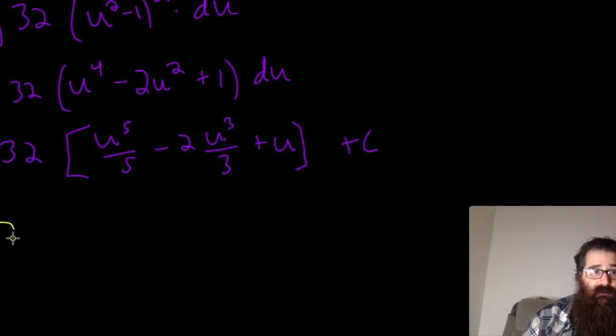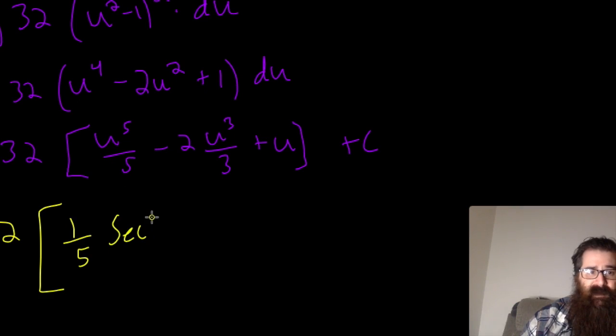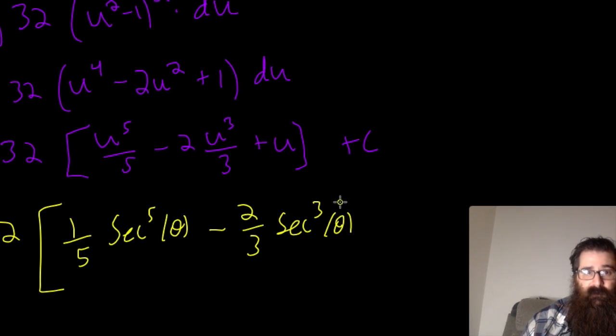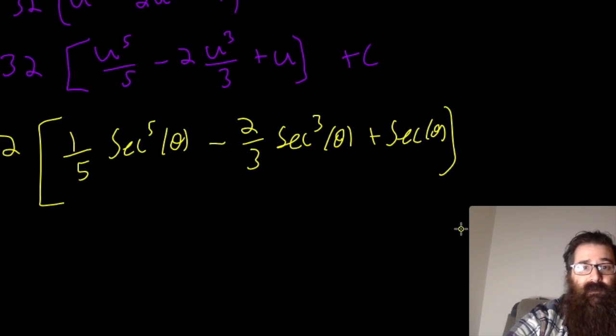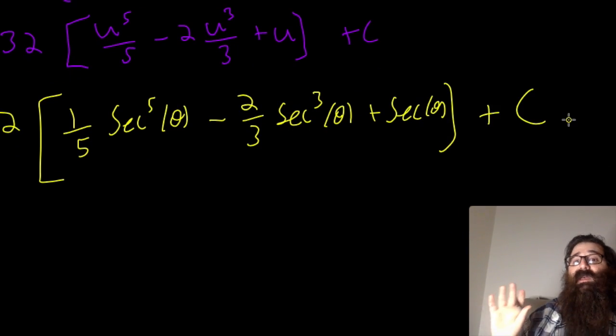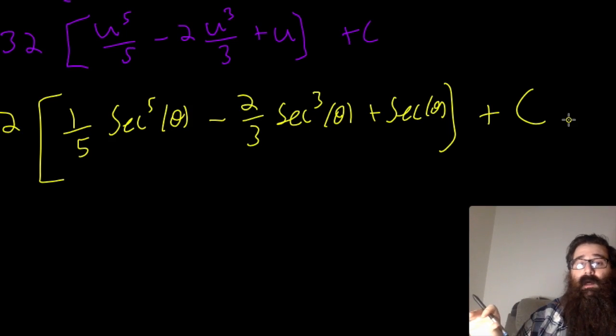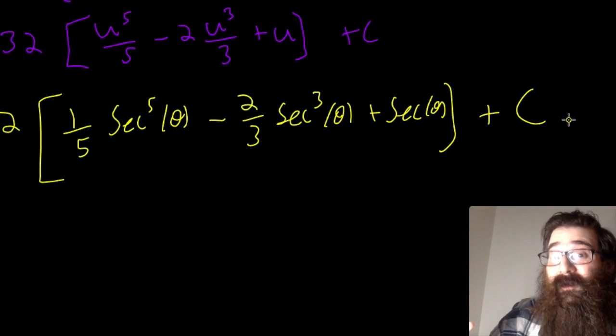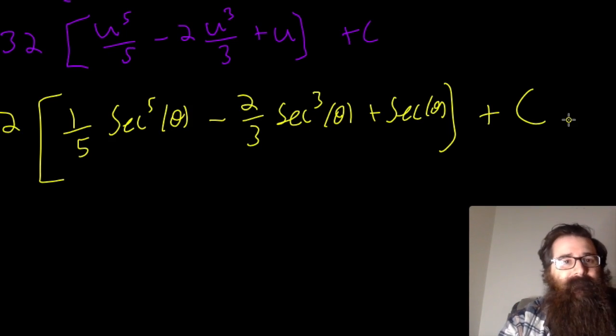So here I have 32, leaving that factored in front. Let me bring the coefficients inside the parentheses too. That's 1/5. Instead of u to the power of 5, I have secant to the 5th of theta. Minus 2/3. Instead of u cubed, though, I have secant cubed theta. And then plus u, but u is secant theta. And then I don't want to forget about my constant, plus c. It feels like we're done, but with trigonometric substitution, we're never done. Let's be honest. It's never quite done.